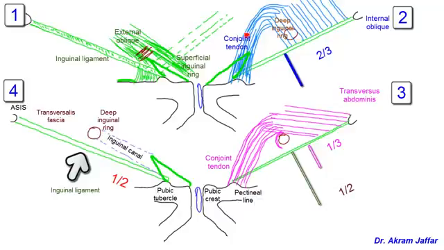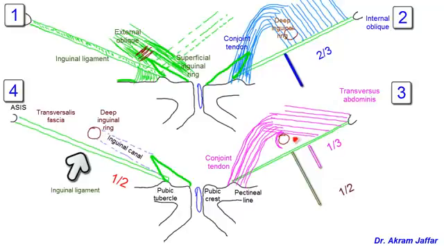So the anterior wall of the canal is formed by the external oblique aponeurosis here, and it is reinforced laterally by internal oblique fibers that arise from the lateral 2/3 of the inguinal ligament. Again, I repeat that the transverse abdominis muscle that arises from the lateral third or lateral half of the inguinal ligament does not pass in front of the deep inguinal ring, and therefore does not participate in the formation of the anterior wall of the inguinal canal.